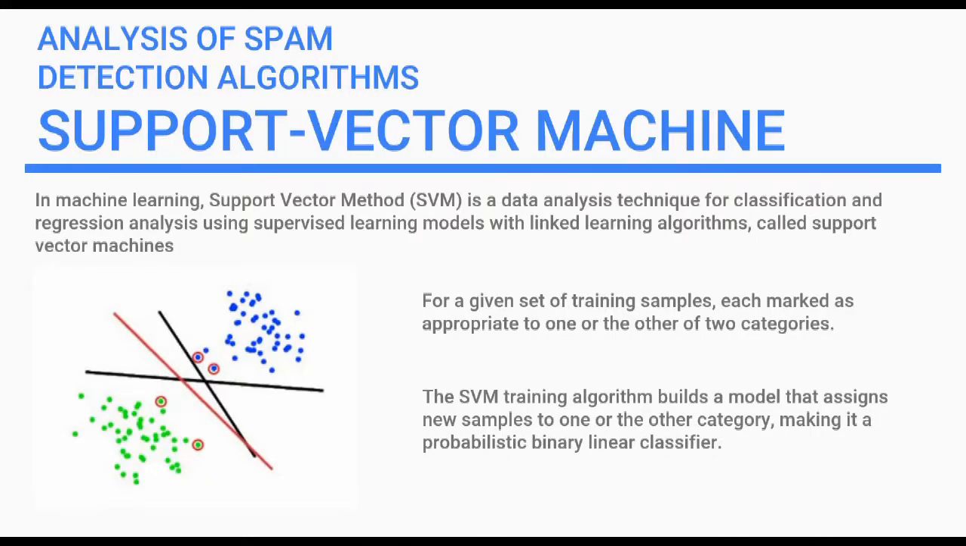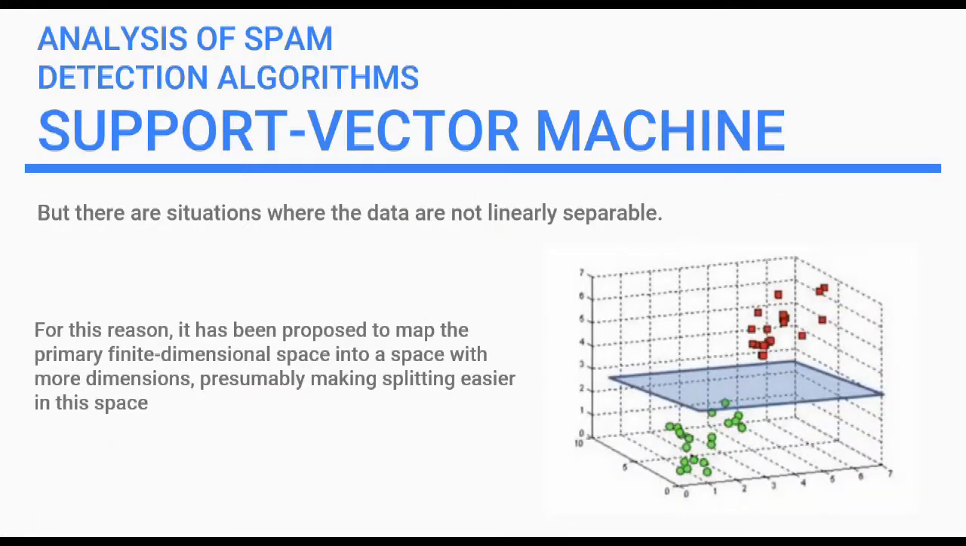The next algorithm that was used is the support vector machine. It is a supervised machine learning model that uses classification algorithms for two-group classification problems. It divides the sample in two classes, and the new input will be assigned to one or other category. If the data is not linearly separable, then it maps the primary finite-dimensional space into a space with more dimensions and splits the data in a new dimension.